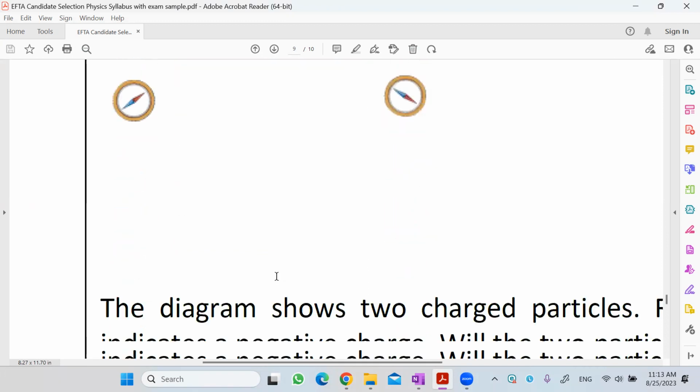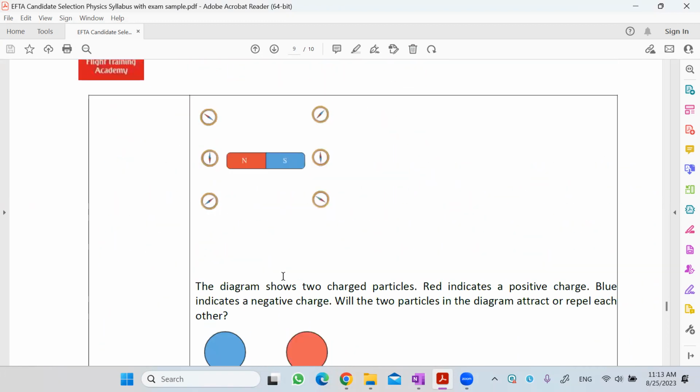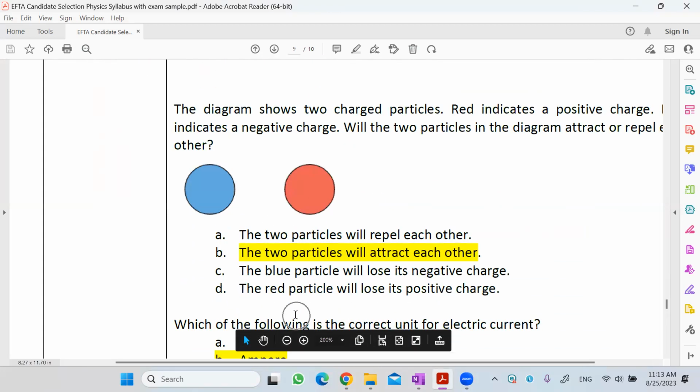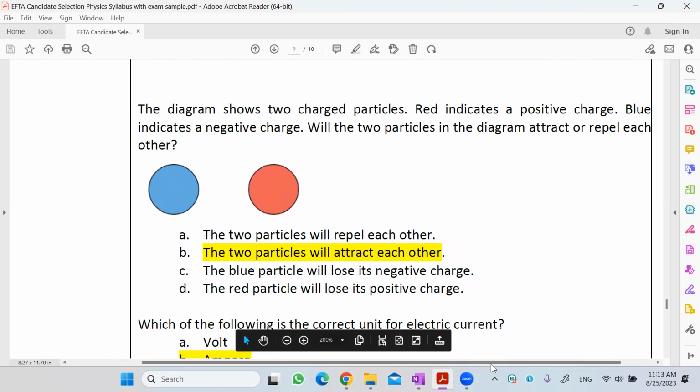Okay. Do you have any question about magnets? No. Okay, let's check about charges. Here they said that the diagram shows two charged particles. Red indicates a positive charge. And just remember, similar charges repel, different charges attract. Okay?